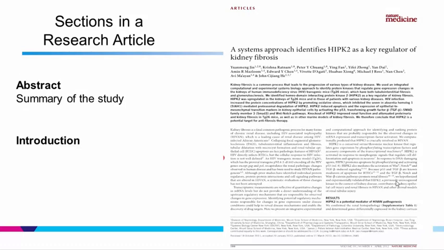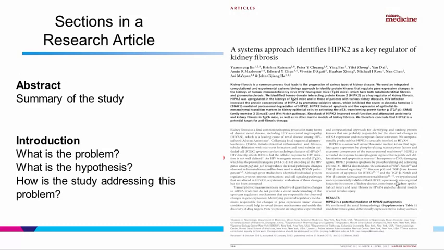So the key points in the introduction should be: what is known about the topic, why is it important, what is exactly the problem that needs to be addressed, what is the hypothesis, and what approaches are being used to address the problem.